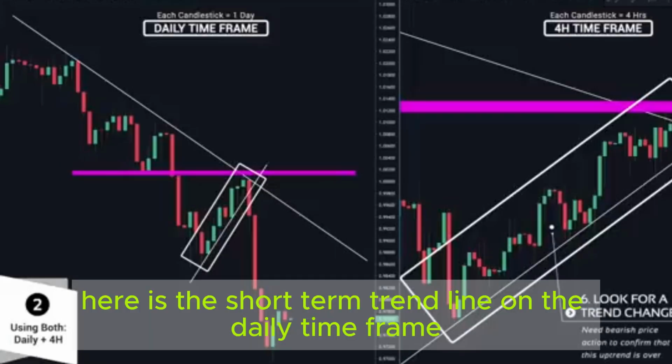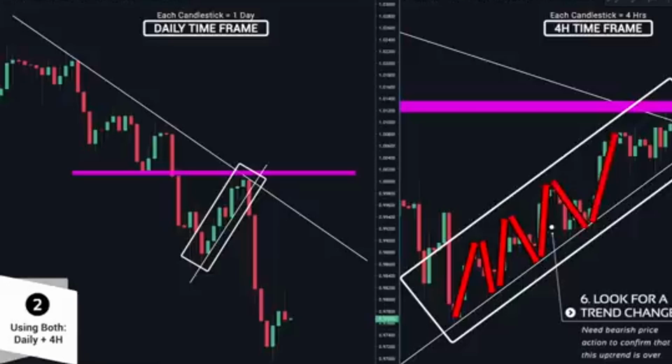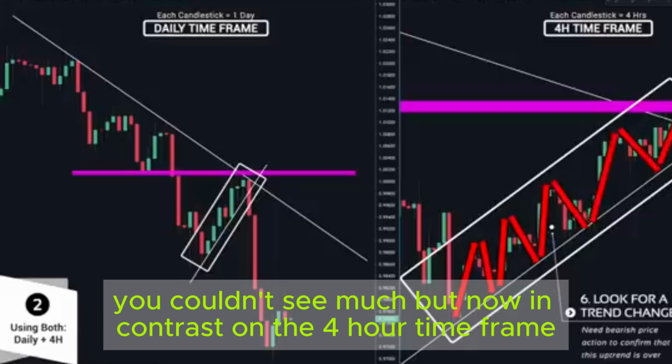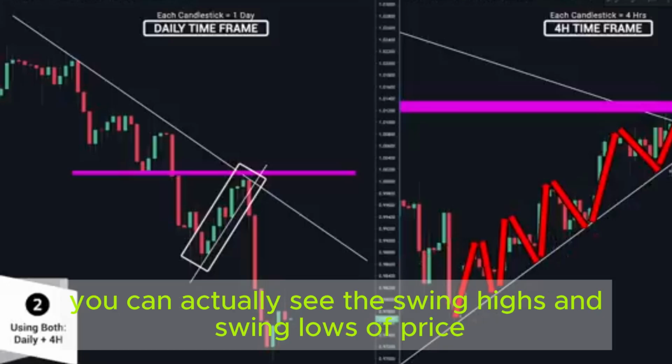Here is the short-term trend line on the daily time frame, and here is the same short-term trend line on the 4-hour time frame. On the daily time frame short-term uptrend, you couldn't see much. But now in contrast, on the 4-hour time frame, you can see so much more detail. You can actually see the swing highs and swing lows of price.